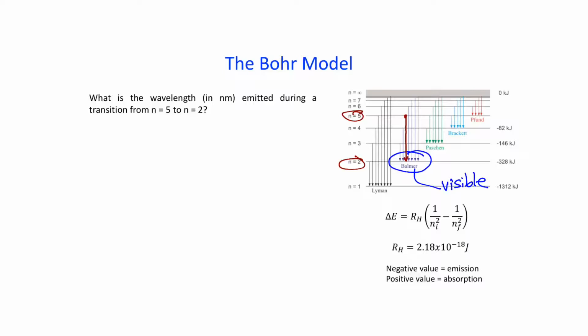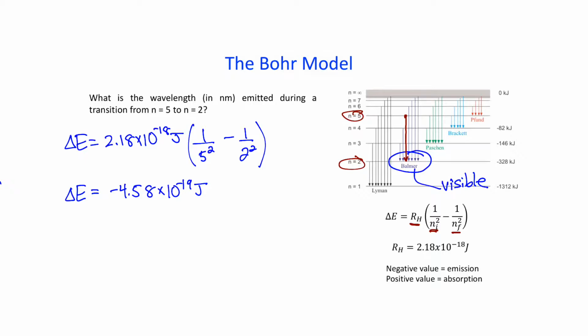All right, so where do we want to begin? We have information about both of our ends, so we have an n initial and an n final. We have the R_H, right? We're given that Rydberg constant right here. So we have everything we need to be able to calculate a delta E. Why don't you take a minute, pause the video, see if you can set up that calculation and calculate the delta E associated with the change in energy state for our electron from n equals 5 to n equals 2. And then we'll come back here in a minute when you're finished.